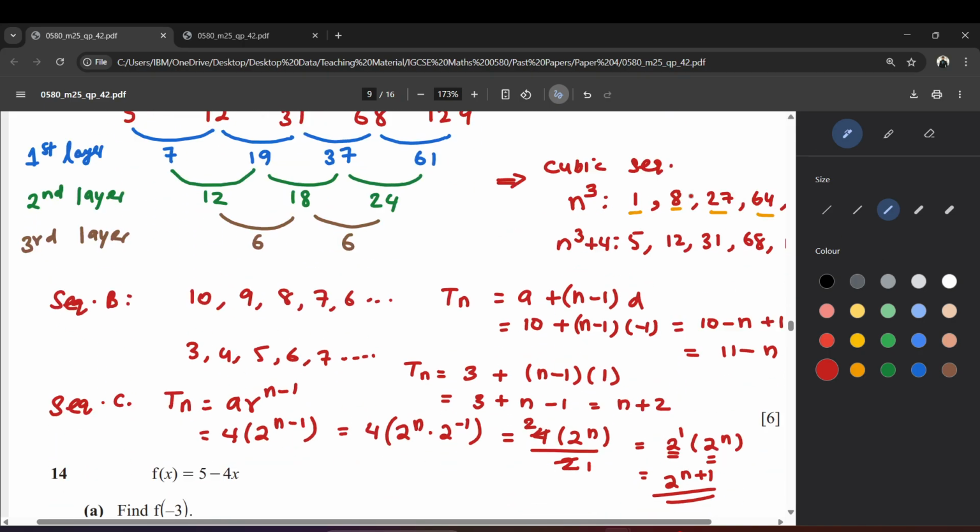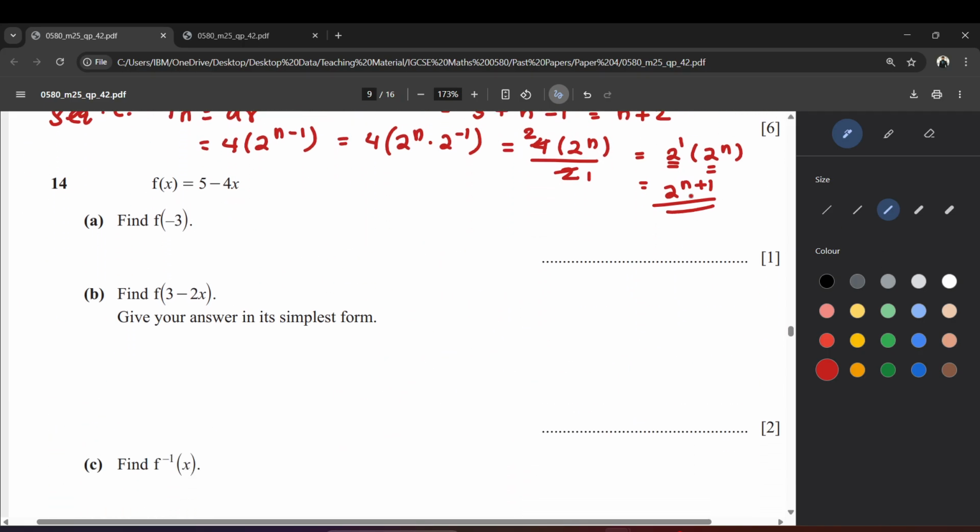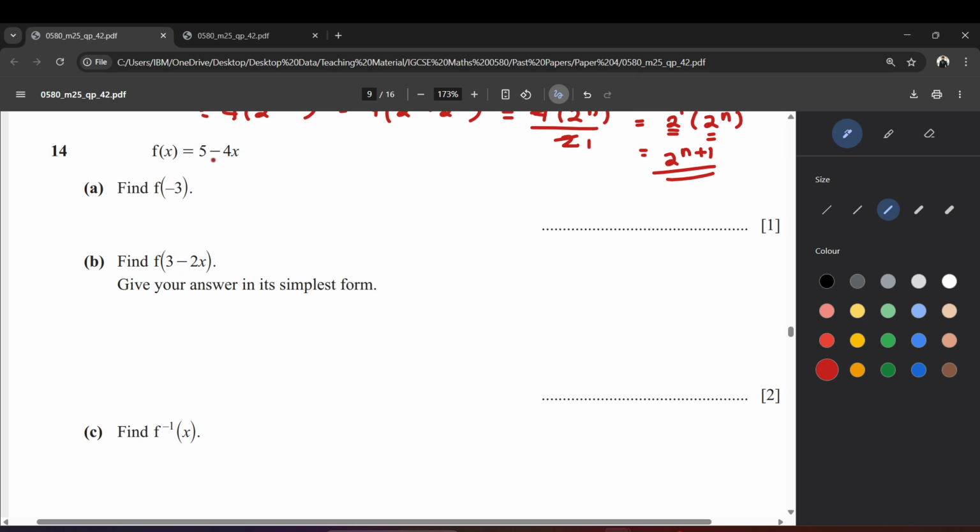All right. Question number 14. f of x is equal to 5 minus 4x. Find f of minus 3. Okay, so f of minus 3 would basically require me to substitute minus 3 into x. So I'm going to write 5 minus 4 times minus 3. That will be 5 plus 12. Minus 4 times minus 3 is plus 12, which will be equal to 17.